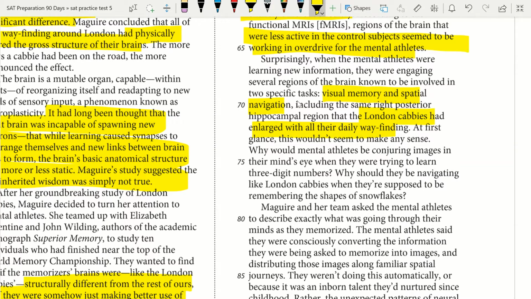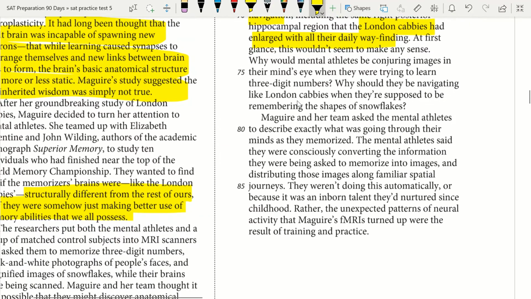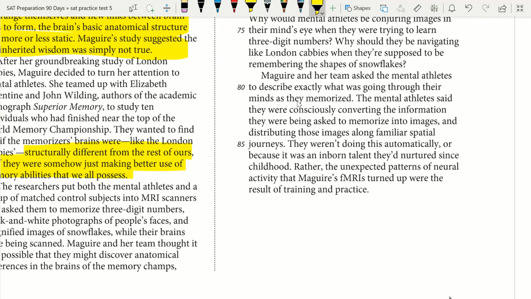At first glance, this wouldn't seem to make any sense. Why would mental athletes be conjuring images in their mind's eye when they were trying to learn 3-digit numbers? Why would they be navigating like London cabbies when they're supposed to be remembering the shapes of snowflakes? McGuire and her team asked the mental athletes to describe what exactly was going on in their minds as they memorized. The mental athletes said they were consciously converting the information they were being asked to memorize into images and distributing those images along familiar spatial journeys. They weren't doing this automatically or because it was an inborn talent they'd nurtured since childhood. Rather, the unexpected patterns of neural activity that McGuire's fMRIs turned up were the result of training and practice.